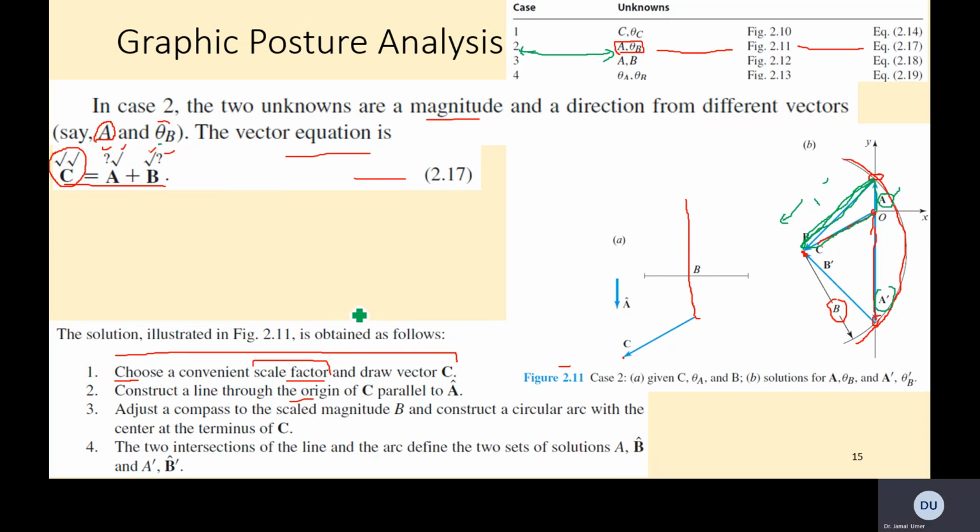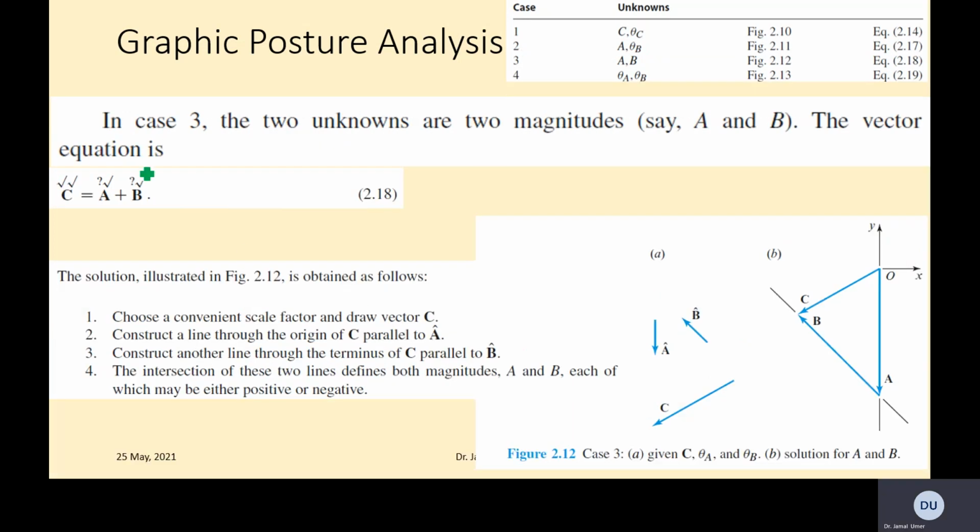Yeah, so you will get a little bit more idea what we are talking about. In case 3, the two unknowns are two magnitudes, A and B. This is the third case where you need to use figure 2.12 and equation 2.18. Both magnitudes are unknown. C is fully defined, vector A direction known, vector B direction known.